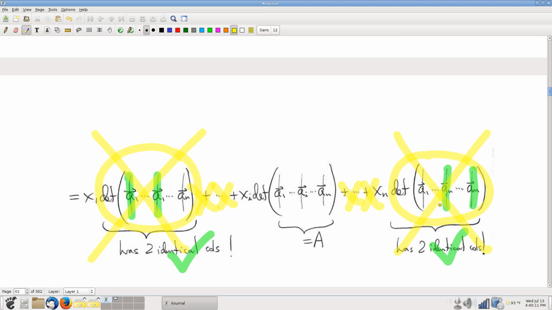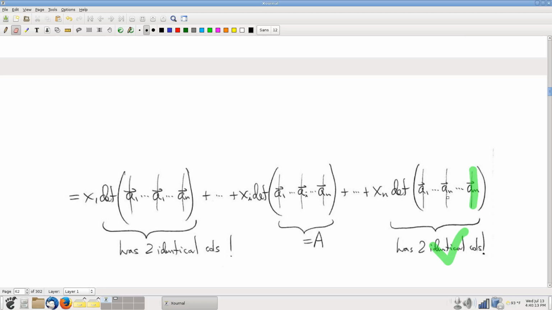The only term that does not correspondingly disappear is the term where what I have in the ith column is not in any of the other columns, because what I have in the ith column is ai, which is only in the ith column. There is no other column that is ai. So that's the one term that doesn't go away.